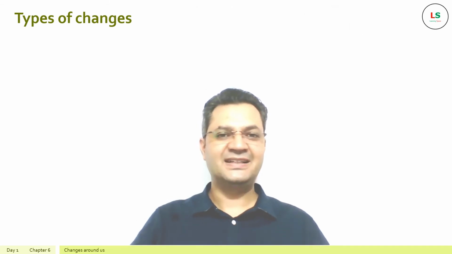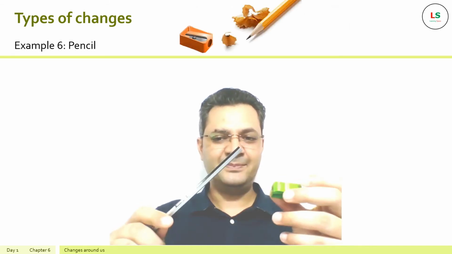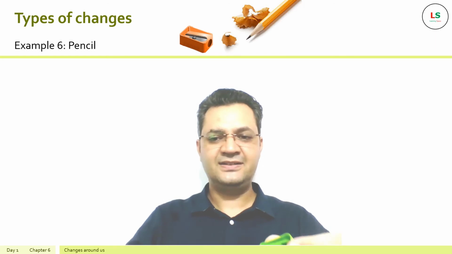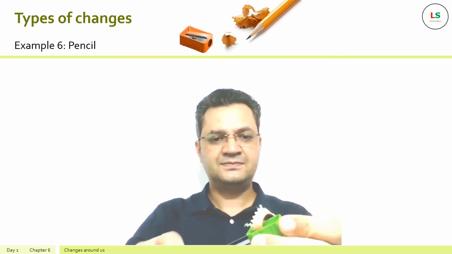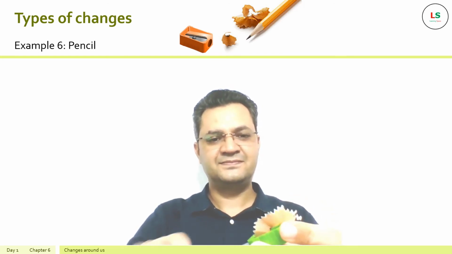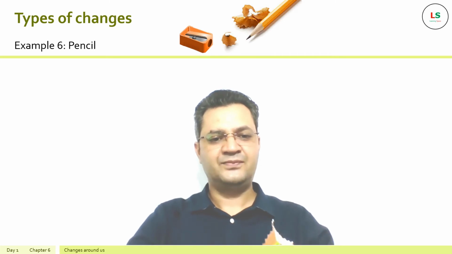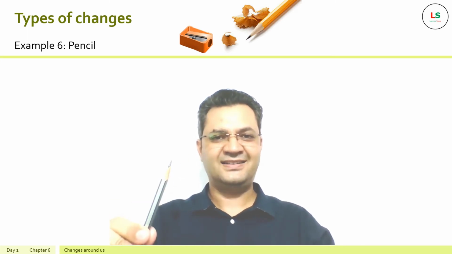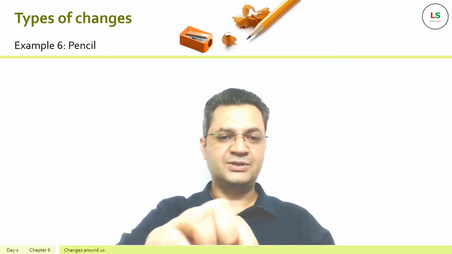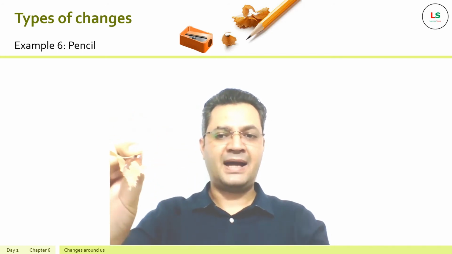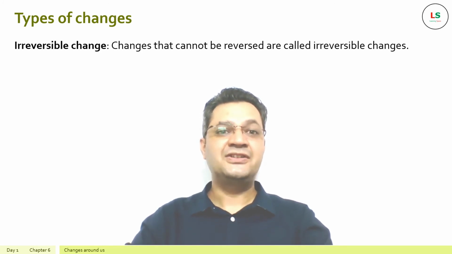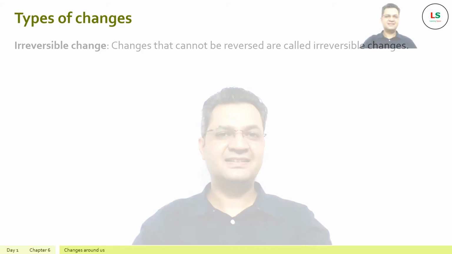Our next example is a pencil. So when we take a pencil and a sharpener and we sharpen it, and there we are. Now we can't put this pencil shaving back into the pencil. Since we have seen the examples, it's time to define irreversible change. Changes that cannot be reversed are called irreversible changes.